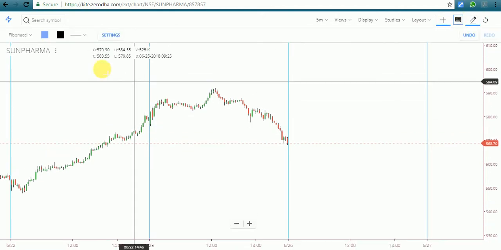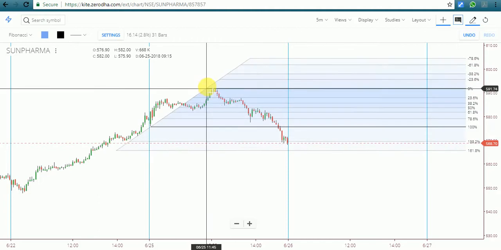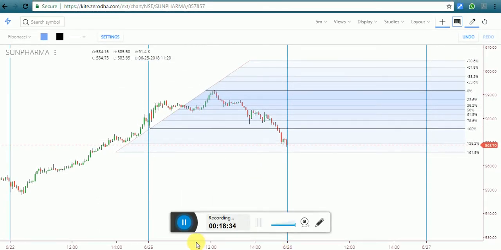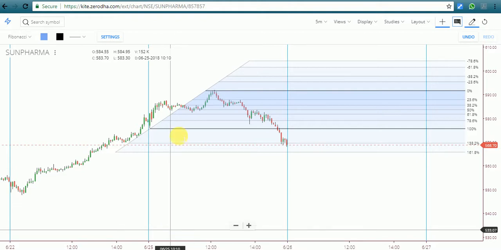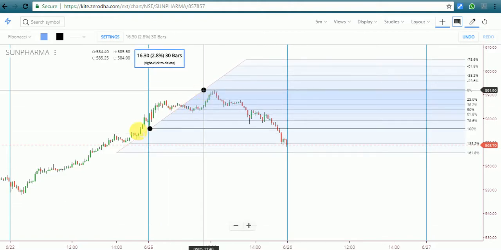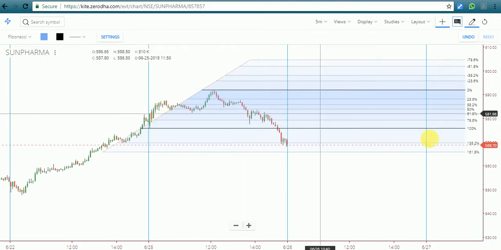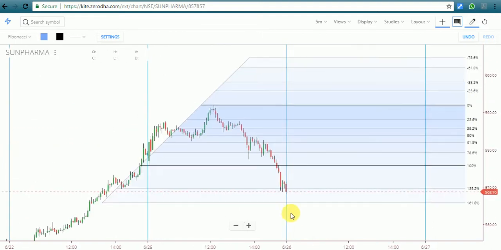You draw it like this, this is nothing, but you have to draw it correctly. You have to draw it correctly, swing low to swing high. See here how it's respecting.